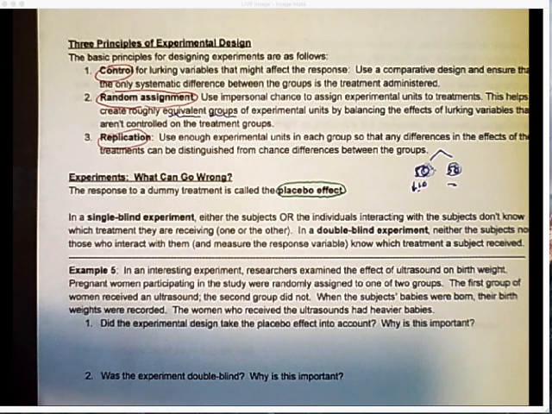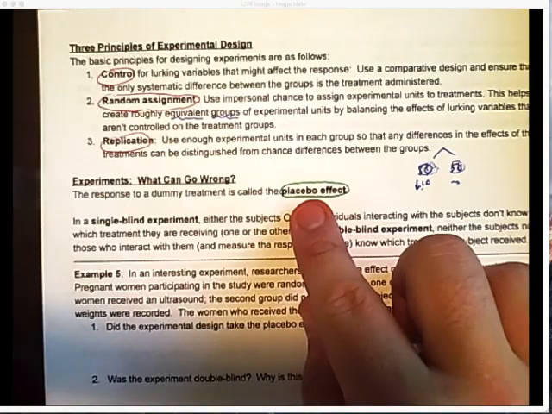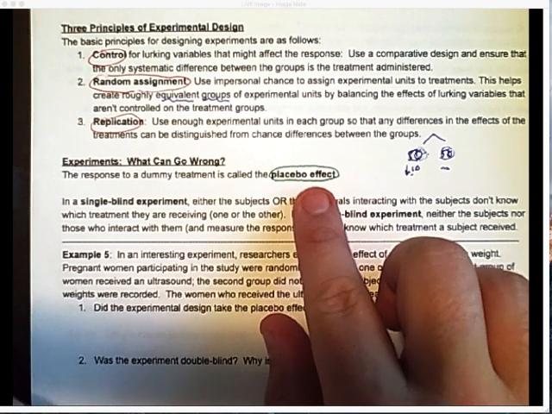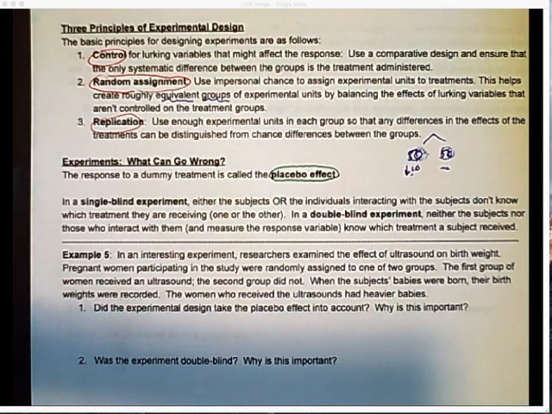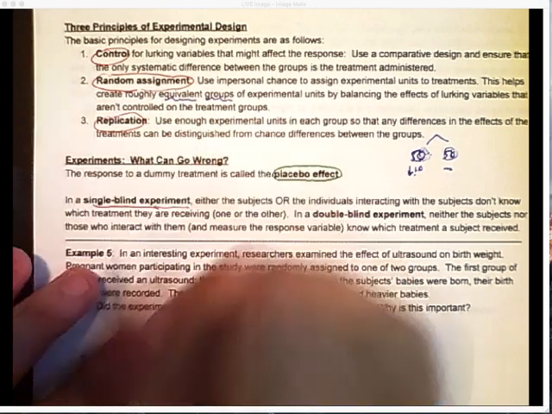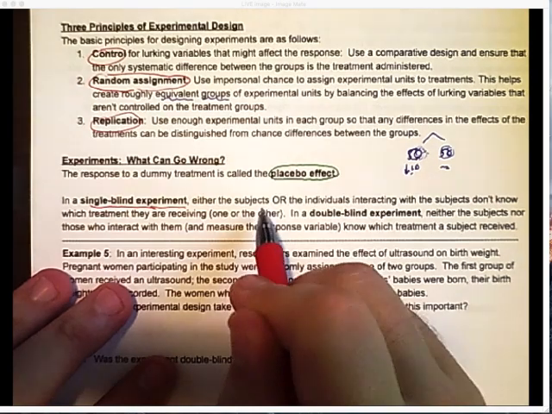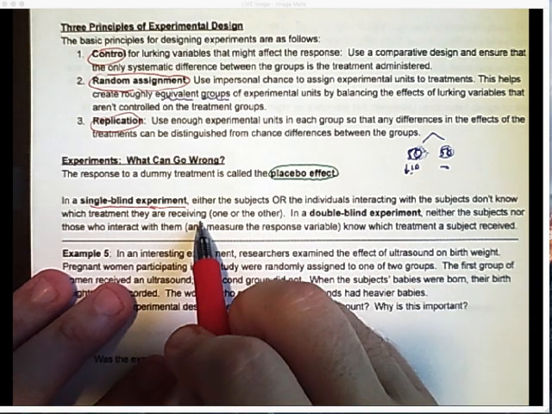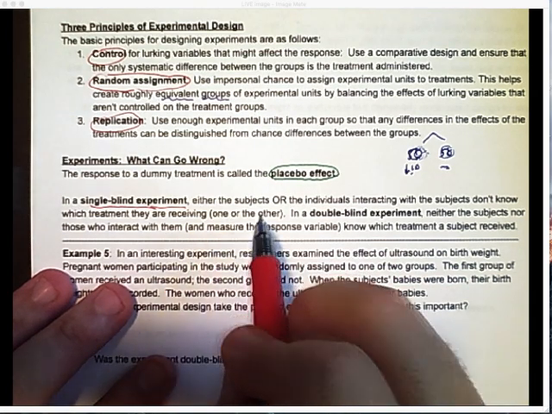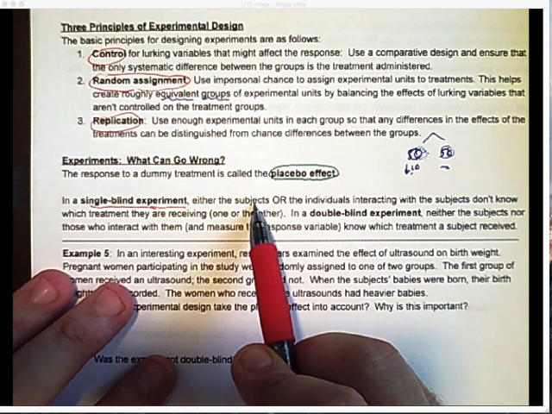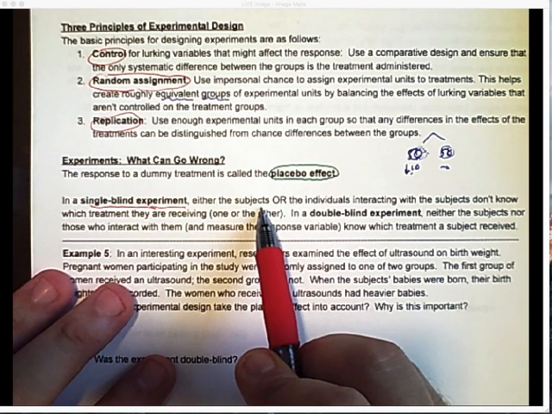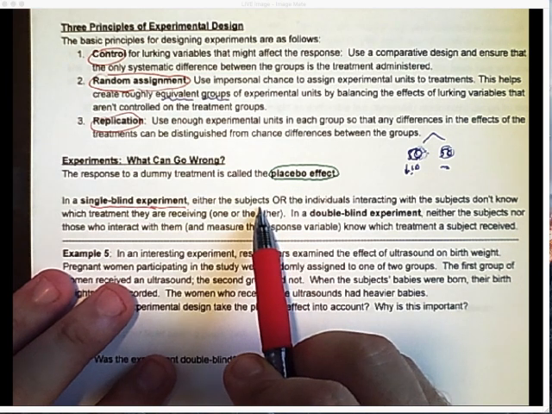All right. So when people think they're getting a drug, sometimes the effects are like getting the real drug. So that's what the placebo effect is. And some more vocabulary here. In a single blind experiment, either the subjects or the individuals interacting with the subjects don't know which treatment they are receiving, one or the other. So in the case of a medical study, if I'm administering the pills to people, but the people don't know whether they're getting the real drug or the fake drug, that would be a single blind.